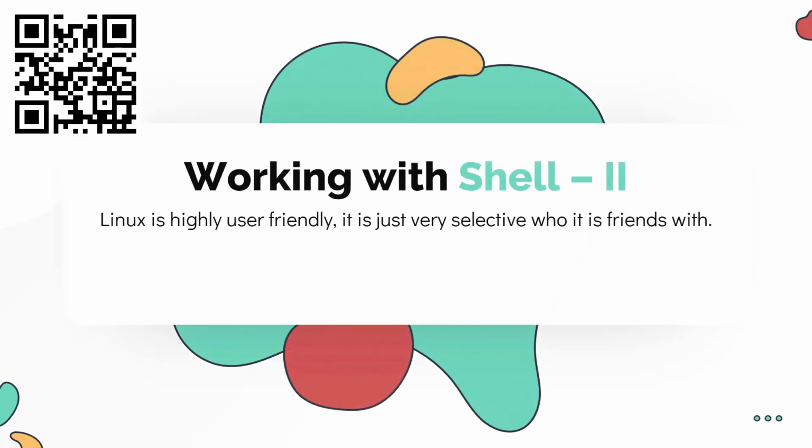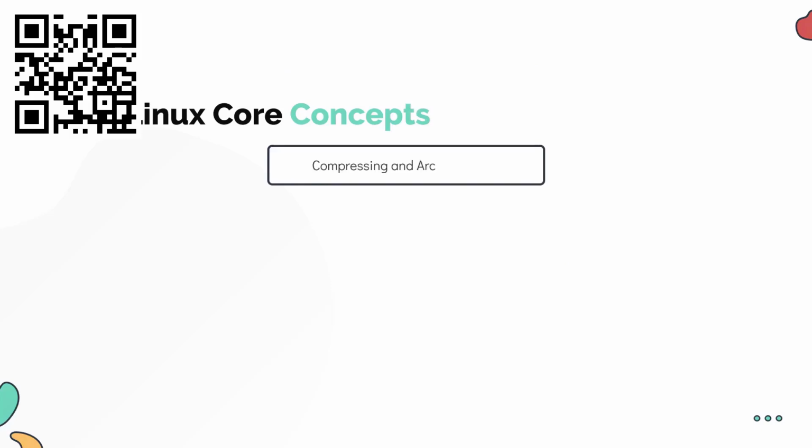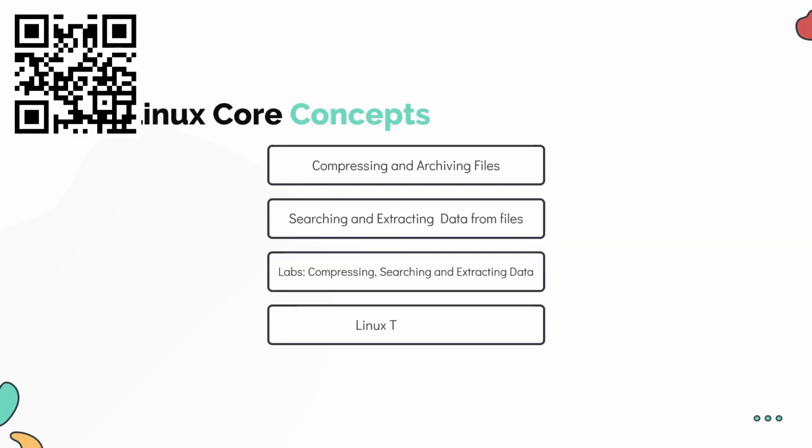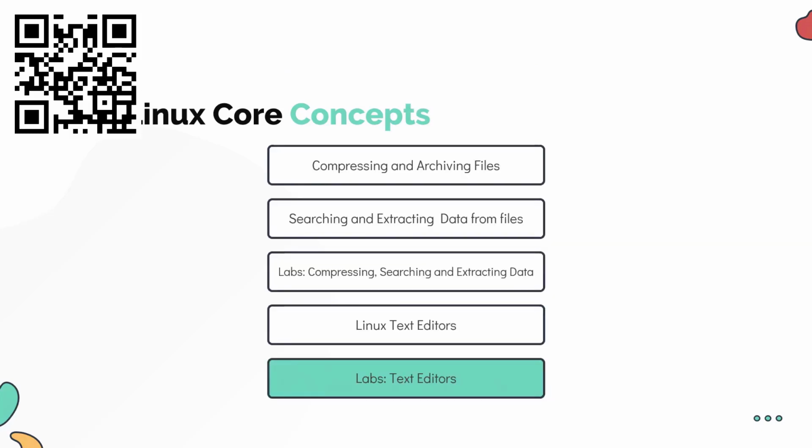In this chapter, we continue exploring the Linux shell. We will start with the tools used to compress and archive files. Then, we will see ways to search for files, directories, and patterns in Linux. This is followed by a hands-on lab.